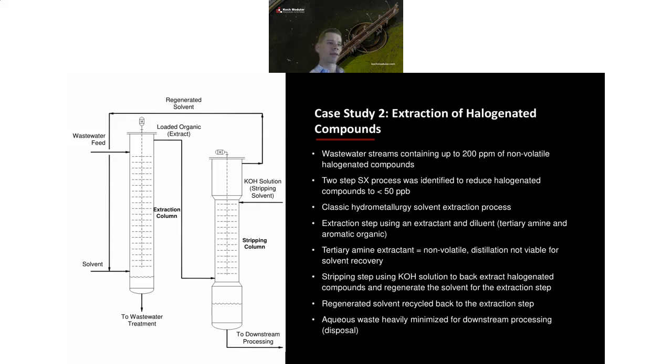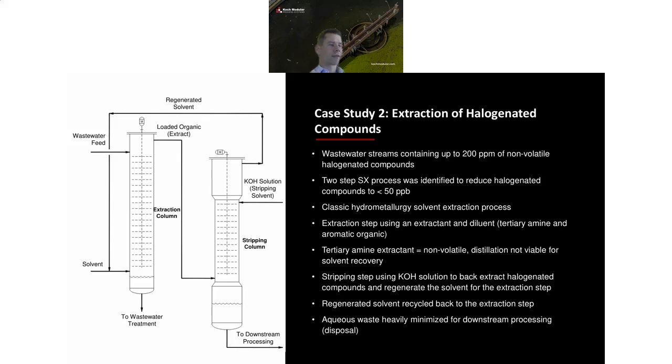So this is a classic solvent extraction process that has its roots in the mining industry. There it's referred to as hydrometallurgy solvent extraction. The extraction step used an extractant and a diluent. Here, the extractant was a tertiary amine, and the diluent was an aromatic organic compound or series of compounds. The tertiary amine is non-volatile, so distillation wouldn't be a viable option for solvent recovery.